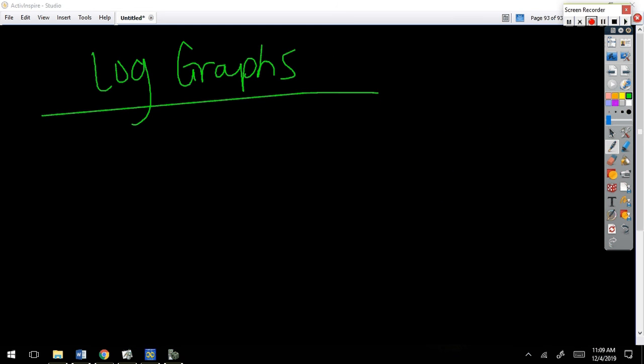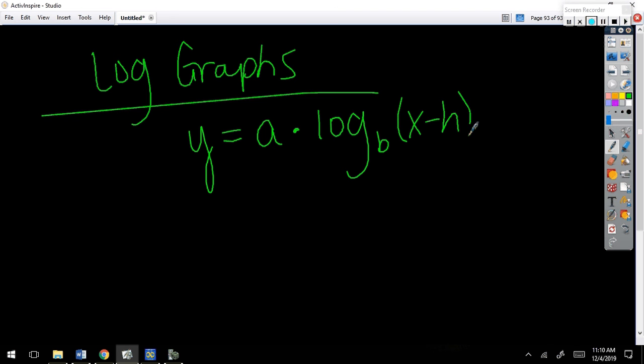Just a second. The hardest part about this is deciding what numbers to plug in. Here's what I'm going to do. I'm going to show you, like I said, the shortcut, instead of us having to go through base b of x minus h plus k. You may or may not have all these numbers in your equation. If they're not there, h and k are 0. A would be 1 if it's not there.